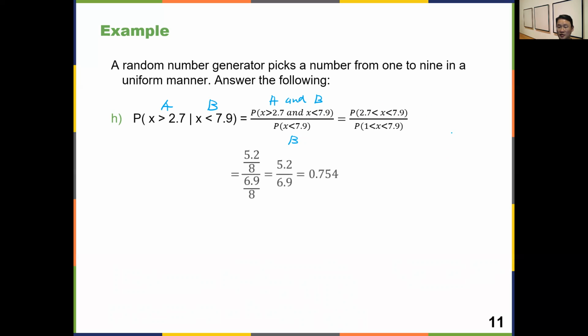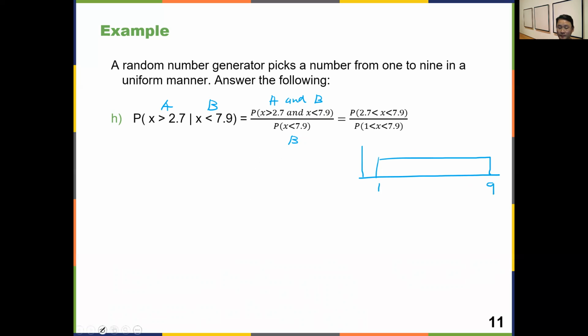I mean, if I graph it here, say 1 and 9, change color, say 2.7, let's say right here, 2.7, let's say 7.9 is right here. X is going to be bigger than 2.7, and at the same time X is going to be smaller than 7.9. That must be right in between, right? That's how they got this top one.